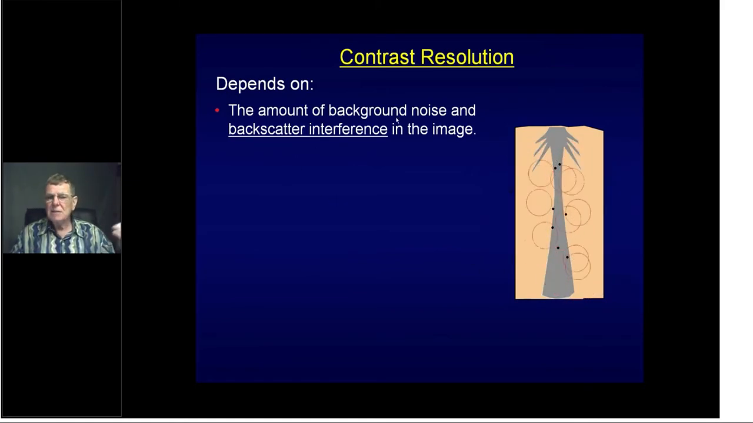One of the things it depends on is the amount of background noise or backscatter interference that you get in the image. Here's a beam coming down through a patient, and it's meeting all these different little reflectors. Now, what's happening there? Each one of those reflectors is scattering sound back up, not only towards the transducer, but throughout the whole patient area there.